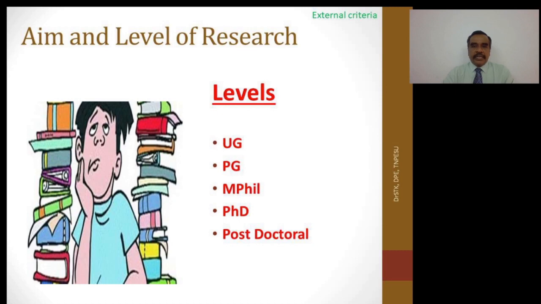The next external criteria is aim and level of research. In academic research, the levels are undergraduate, postgraduate, MPhil, PhD, and postdoctoral. The different level decides the aim of research. The exposure given to the undergraduate student differs from the PhD scholar. So the aim of the research is one of the criteria in deciding your research problem.